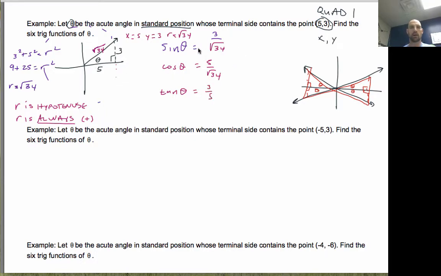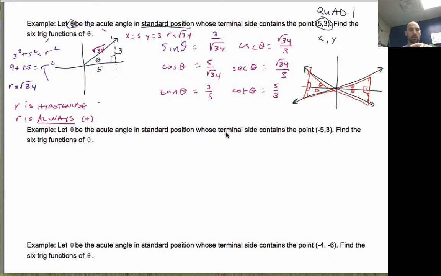When I do my other 3, I'm going to go cosecant theta is equal to root 34 over 3. Secant theta is equal to root 34 over 5. They're all the reciprocals. Cotangent of theta is equal to 5 over 3. That's all 6 of them. Put it in standard position, find all 3 sides, and lay out the ratios according to what I already know from a previous lesson. So that's all there is to it.